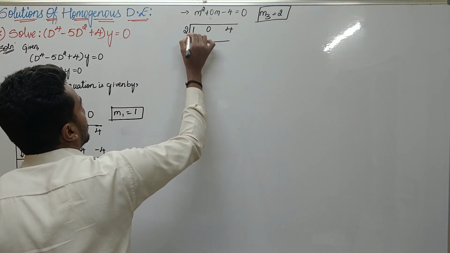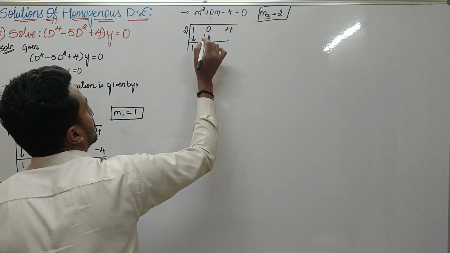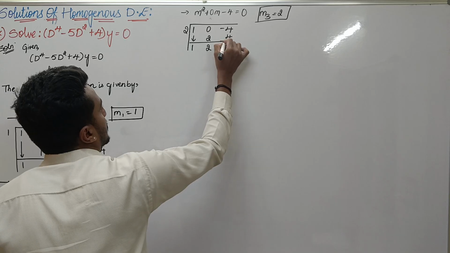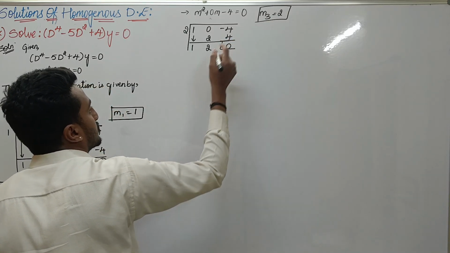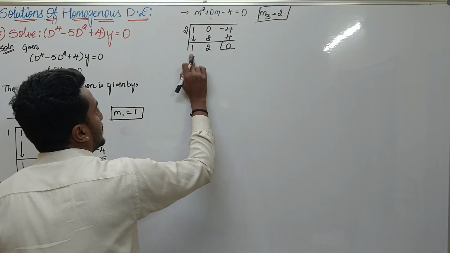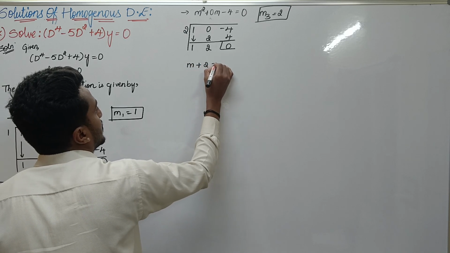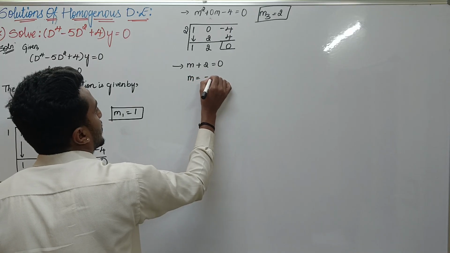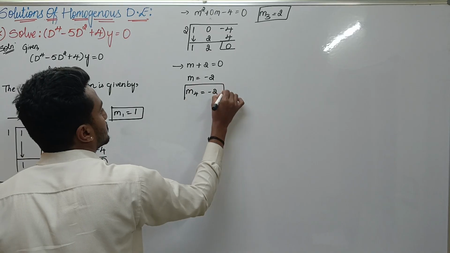That means 2, 2 into 1 is 2, 0 plus 2 is 2. Oh, this is minus 4. 2 into 2, you get 4. The last element is 0. The third root is m3 equal to 2, and for the last final root, this I can represent as constant and m, that is m plus 2 equal to 0. This I can represent directly, that is m equal to minus 2. This will be our fourth root, that is equal to minus 2.